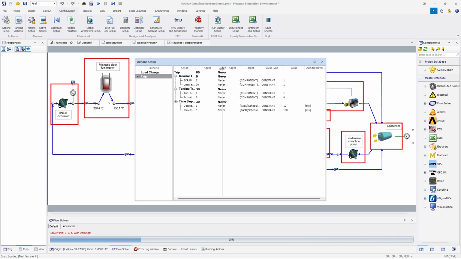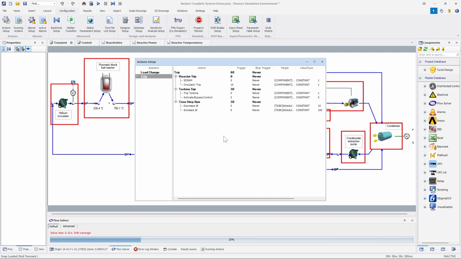Actions were set up to apply changes at specific times during the simulation. After 60 seconds of the simulation, a scram was initiated where all the rods were inserted in the reactor to shut the reactor down. 10 seconds later, the helium circulator was tripped and ran down to a constant speed. 30 seconds after the reactor trip, the turbines were tripped. At the same time, the turbine control valve closed and the bypass valve opened to divert the steam to the condenser. The main steam pressure control was switched from adjusting the circulator speed to adjusting the bypass valve opening.